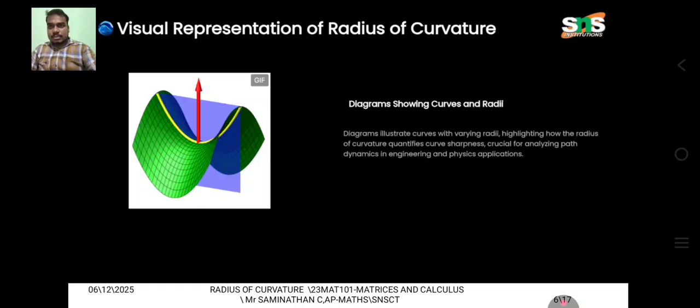So, from this, the radius of the imaginary osculating circle is the radius of curvature at a point P. The center of the circle is called the center of curvature.